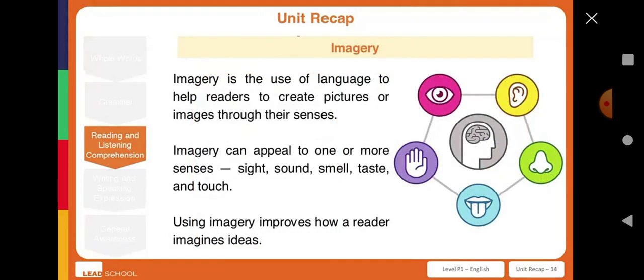We also studied imagery. Imagery is the use of language to help readers use their senses to imagine something. This helps readers to create picture or images in their minds. Imagery can appeal to one or more senses, like sound, sight, smell, taste, and touch. Using imagery improves how a reader imagines ideas.